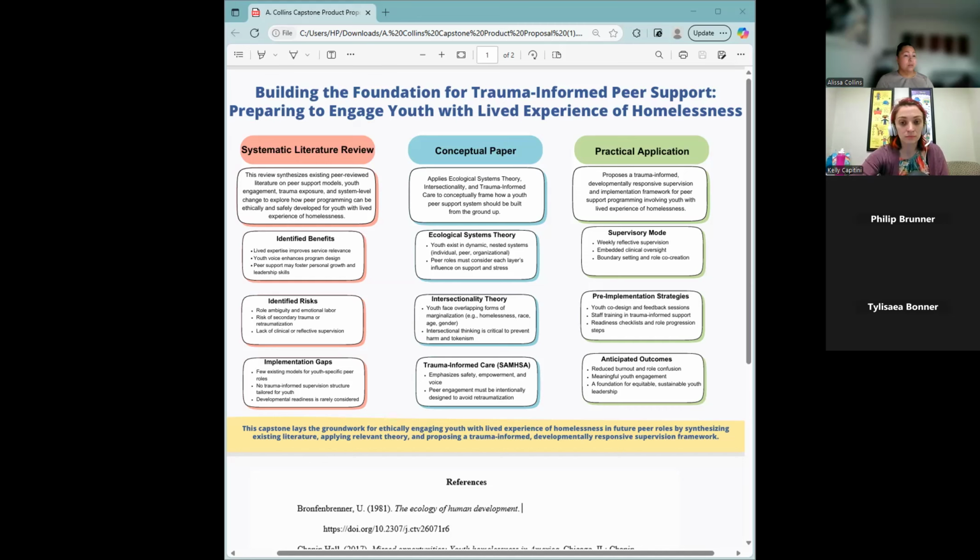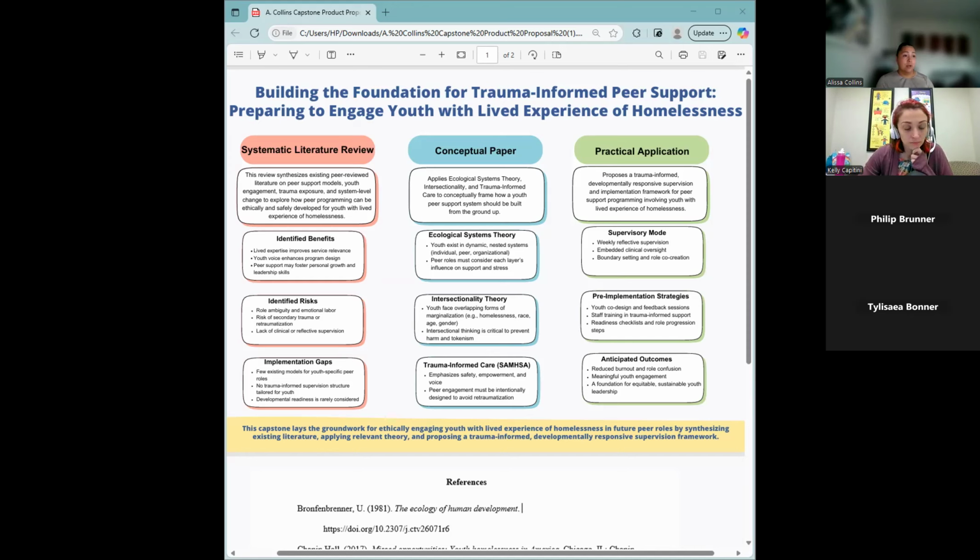And then with the implementation gaps, there's a significant lack of youth-specific peer support models, and even fewer that are built with trauma-informed and developmentally responsive supervision in mind. The findings from this made it clear that this field needs to slow down and invest in the frameworks before placing the youth into peer roles.